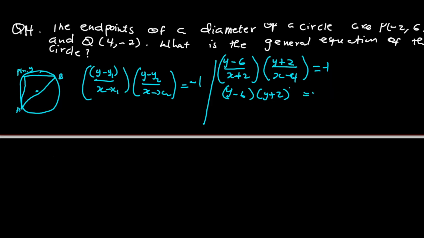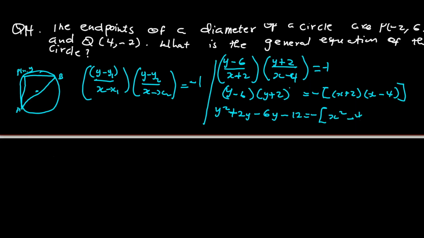That should equal negative (x plus 2)(x minus 4). Now we open this up and we are going to have y squared plus 2y minus 6y minus 12 equals negative of whatever is inside, then we have to expand that, and we have x squared minus 4x plus 2x, and then minus 8.